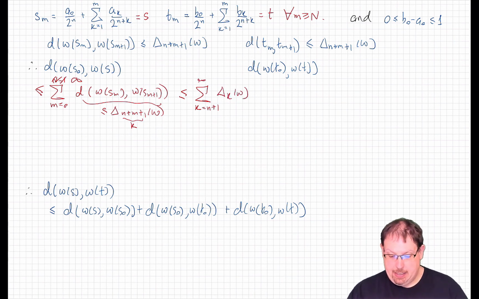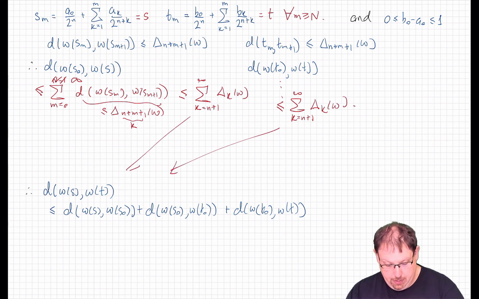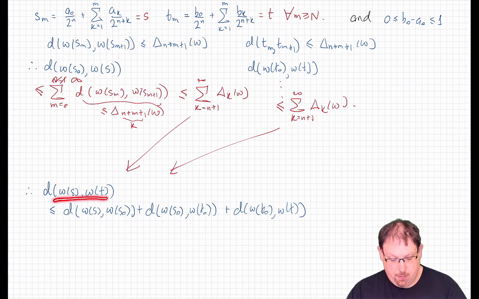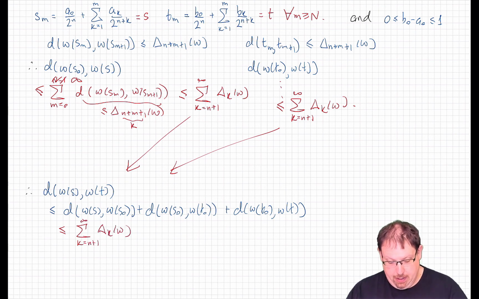And the exact same calculations here, comparing omega of t_0 to omega of t, will give us the same estimate. So if I combine those, then I can estimate the distance from omega of s to omega of t by first going from omega of s to omega of s_0, then from omega of s_0 to omega of t_0, and then from omega of t_0 to omega of t. The first term there we just showed was less than or equal to the sum k going from n+1 up to infinity of delta_k, and the last term is similarly bounded by that same sum.